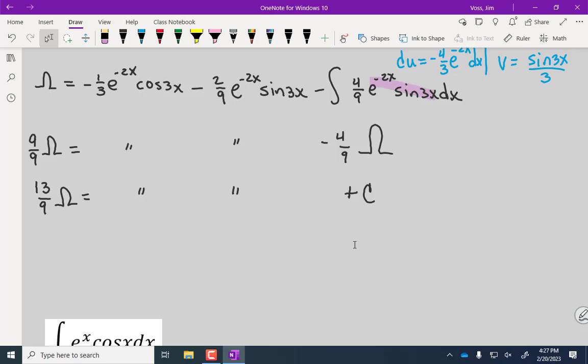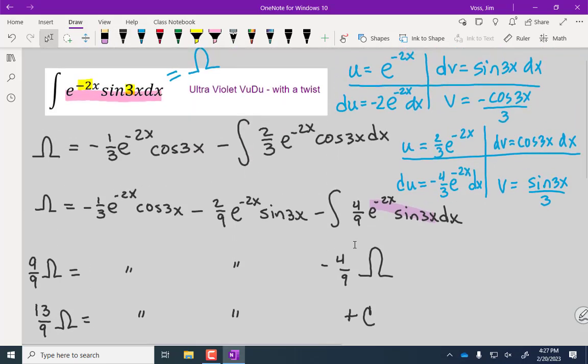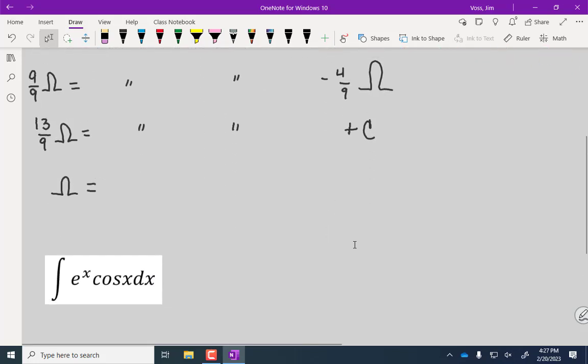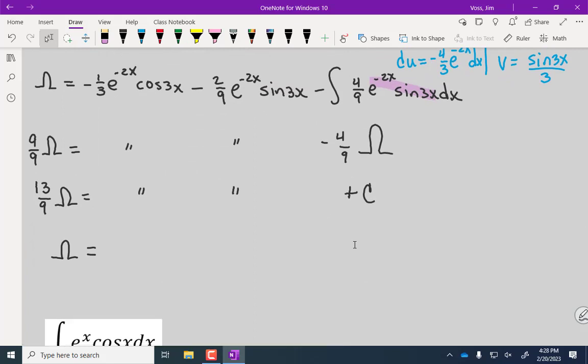What's the last step? So multiply the other side by 9/13. Bingo! That's what I did. What he said. So the last step is to isolate omega, so we multiply by 9/13. Because the question said we want to solve for omega. We don't want to solve for 13/9 omega. We want to solve for omega. So the last step is to multiply both sides by 9/13.